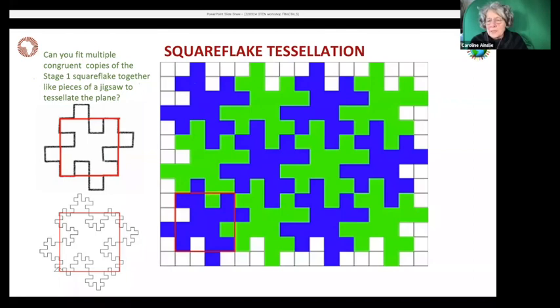So Pam has come up with an answer about the perimeter of the stage one square flake, and Talu also, just pointing those out to you. So you're getting an answer there on the chat.